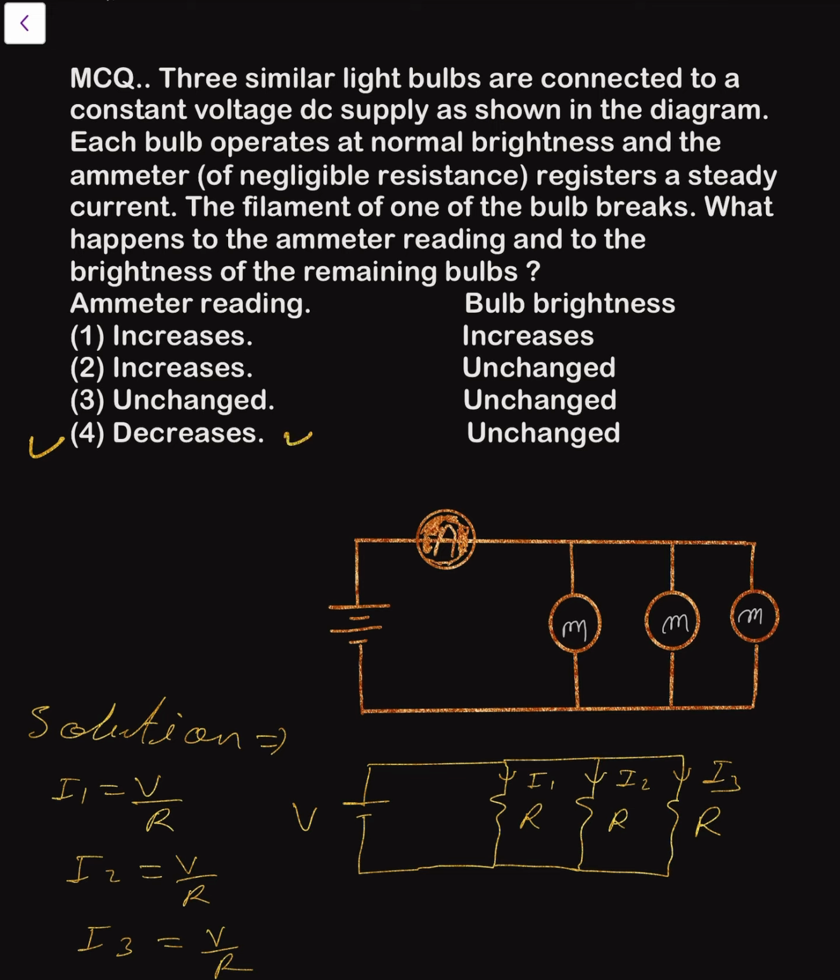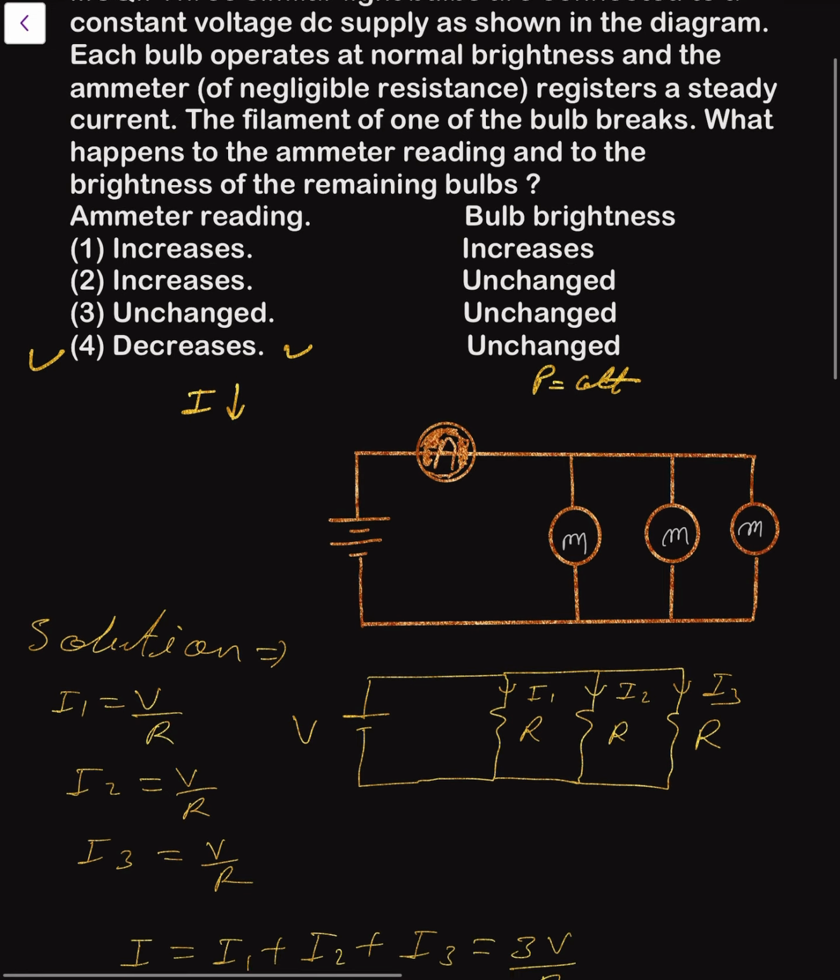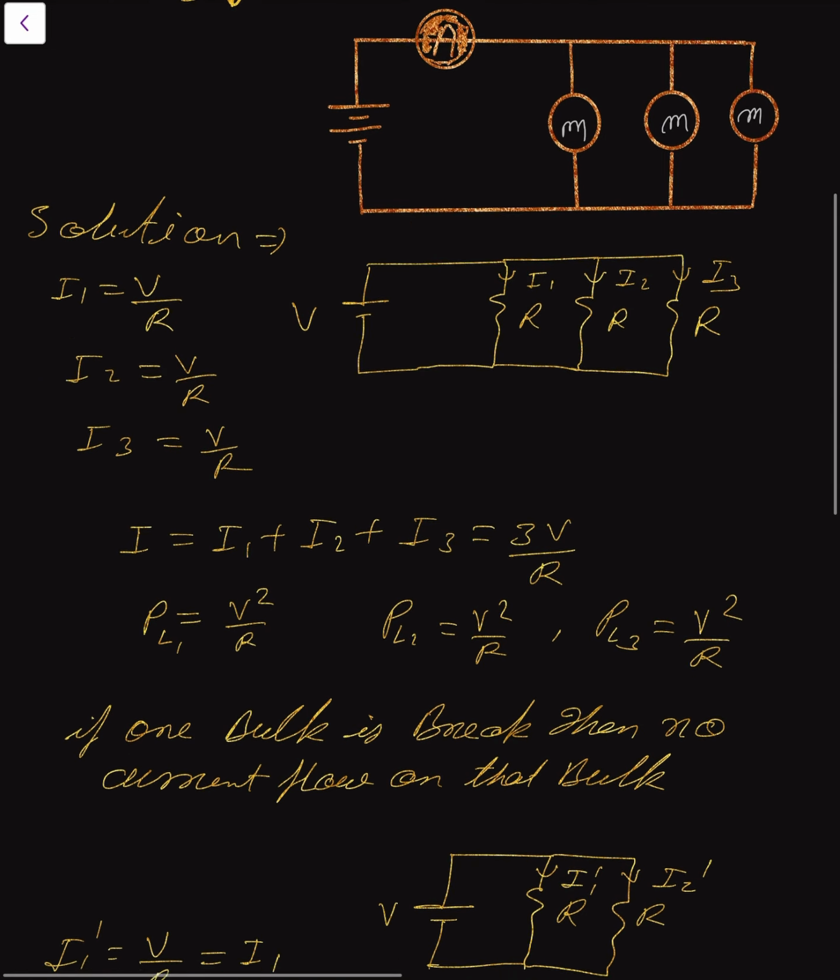The current is decreasing, but the brightness is constant, no change, because brightness depends on voltage and resistance, and the resistance and voltage are not changed. So which option is correct? D option is the correct option. If you have any doubt, then comment it, and I will discuss it again.